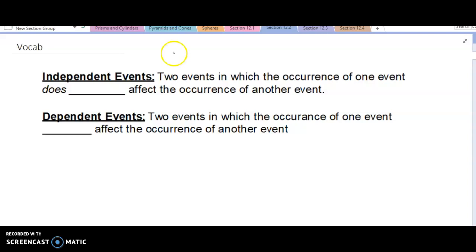All right, guys, so this is the video for 12.2. And in this video, we're going to talk about independent and dependent events. These are very different and they both have different formulas when we come to statistics.